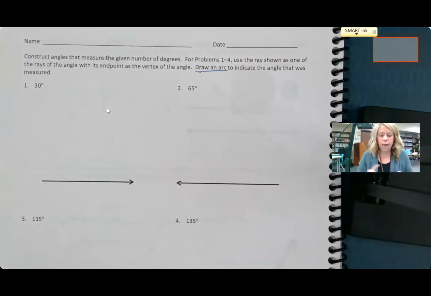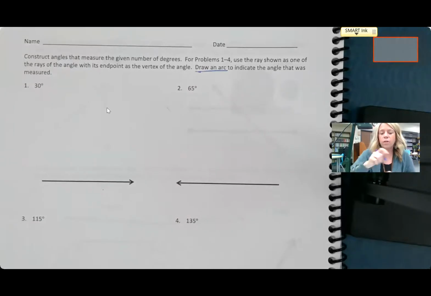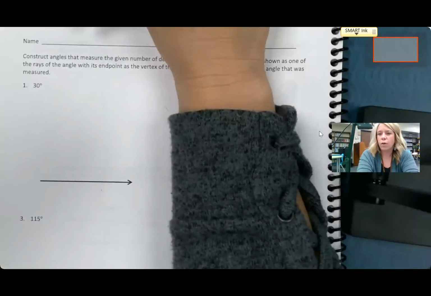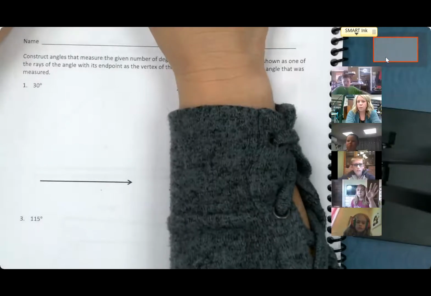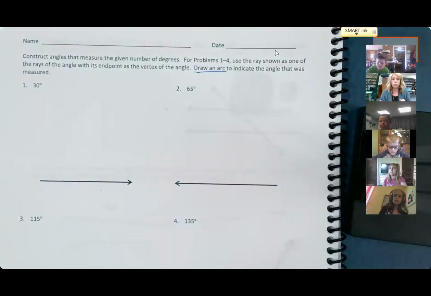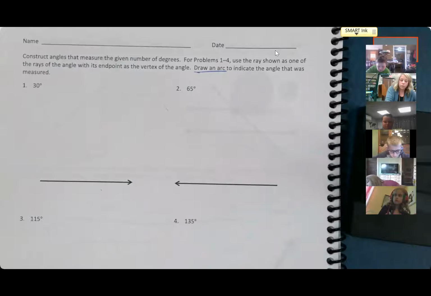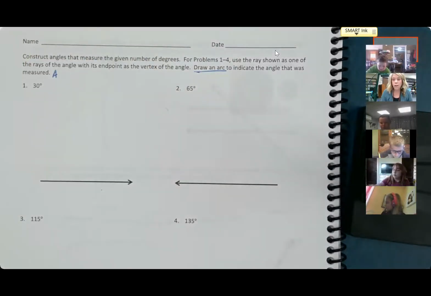So the very first angle that we're going to draw is a 30-degree angle. So we know that 30 degrees is what type of angle? What is a 30-degree angle? Sophia? Acute. Acute. So we know that it's going to be smaller than an L or a right angle. So I'm just going to put an A there so I know. So if I draw an angle that looks bigger, I know I've made a mistake.